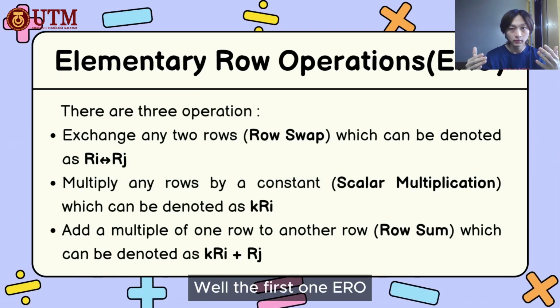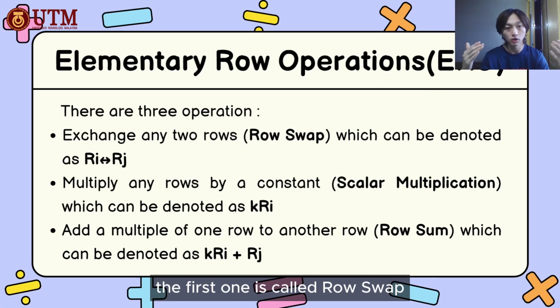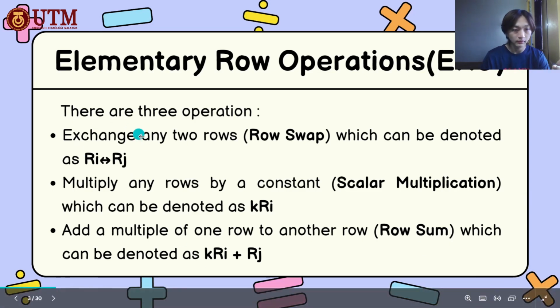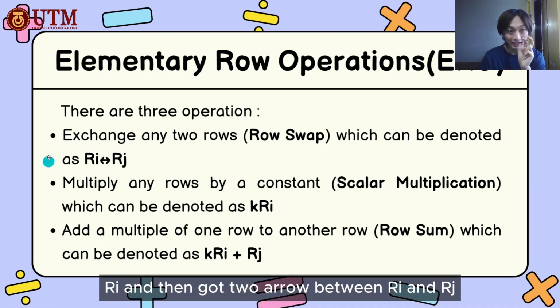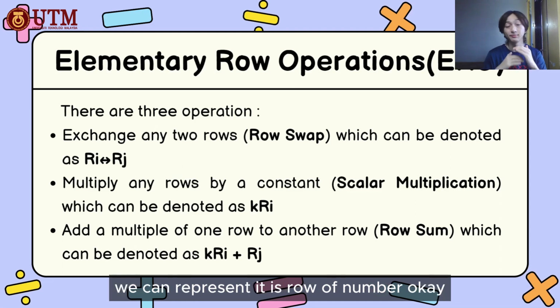For the first one, ERO, there are three operations. The first one is called row swap. Exchange any two rows, which can be denoted as Ri with a two-way arrow to Rj. I and J mean the row numbers. We can represent this row number, okay?